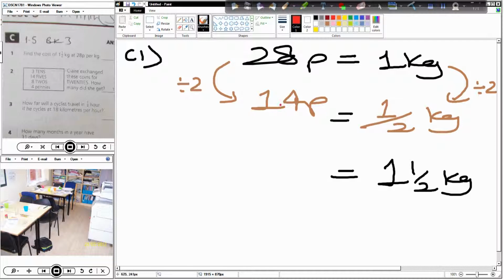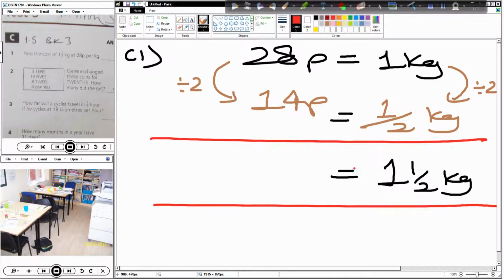14p. Now, I'll give you a clue how we're going to do the next part. I'll draw these 2 lines here. I need to work out 1.5 kilos. What do I do with these 2? Add. So 1 add a half is 1.5. So you do 28 add 14.